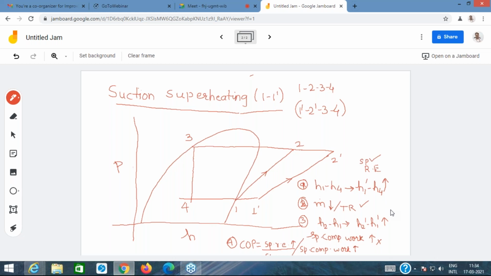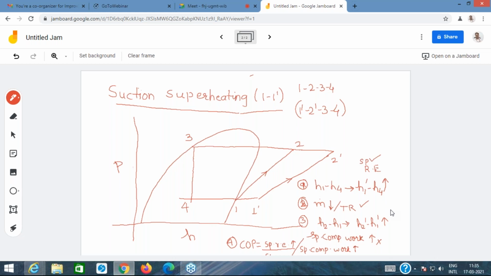Suction superheating in most cases is desirable because that would prevent the possibility of liquid refrigerant flooding back to the compressor. If you try to control the state 1, then there is a possibility of liquid refrigerant entering the compressor, which is not desirable from the compressor life perspective, as well as from the operational issues of the compressor. So that is not desirable. So generally, we would always have some suction superheating.